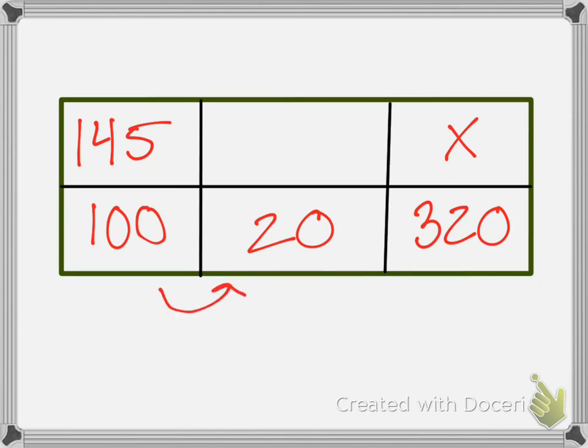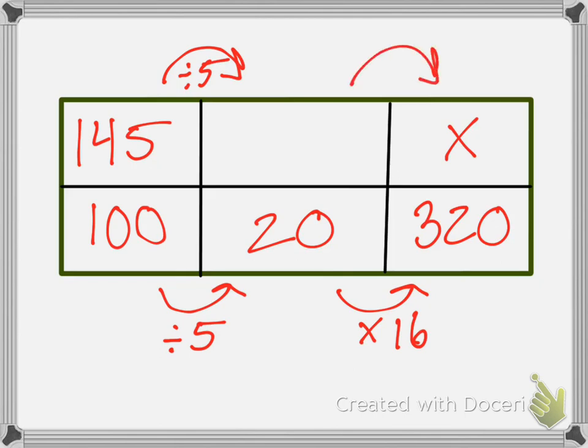How do we go from 100 to 20? We divide by what? Perfect. And how do we go from 20 to 320? We multiply by what? Not 64, that's a good guess, though. What do we multiply by? We multiply by 16. So we're going to do the exact same to the top. I want you guys to do this on your paper.